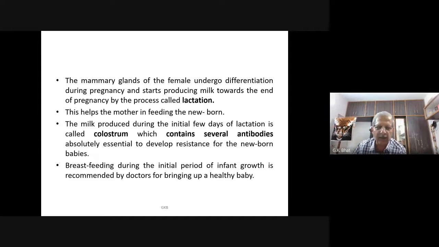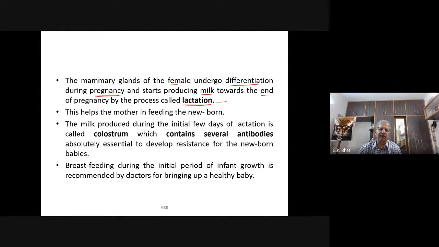The mammary glands of the female undergo differentiation during pregnancy. You know, whenever a woman becomes pregnant, with advancement in the pregnancy, her breast also starts increasing in size. Her breast becomes bigger and bigger. The mammary glands start producing milk towards the end of pregnancy by the process called lactation.